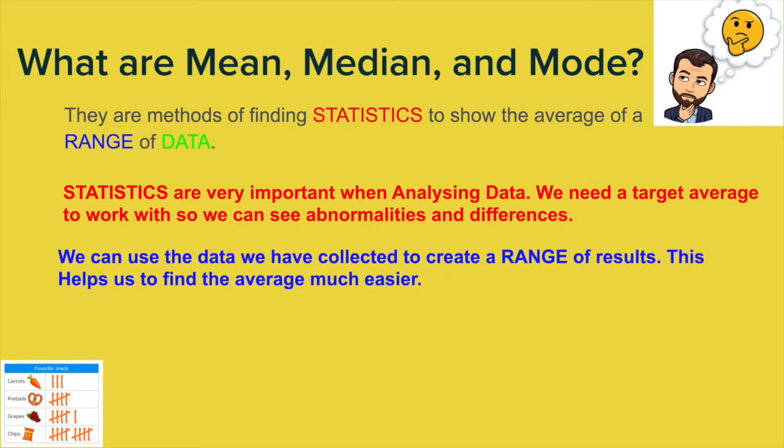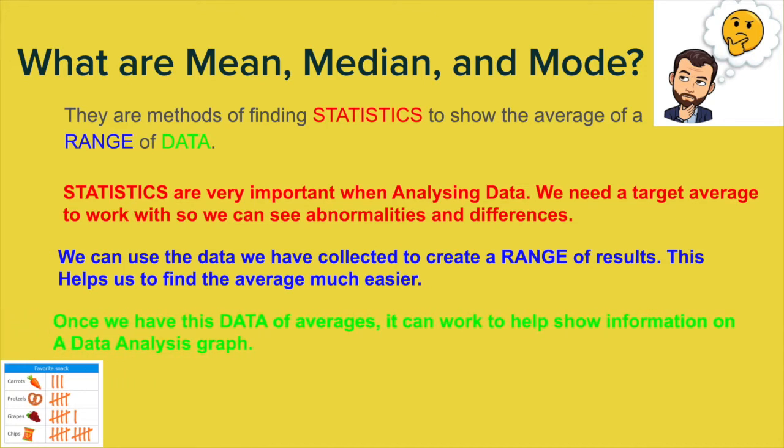Now, we can use this data we've collected to create what we call a range of results. You should have done range in third grade, but don't worry, we're going to go through it again because it's probably been a long time since you've done it. And the range helps us to find these averages a lot easier. It makes it more visual, as you'll see very soon. Once we have this data of averages, it can help show information on a graph. We're not going to touch graphs until next week, but all this data analysis we're doing is going to finally end up on a graph, and we'll do that next week.